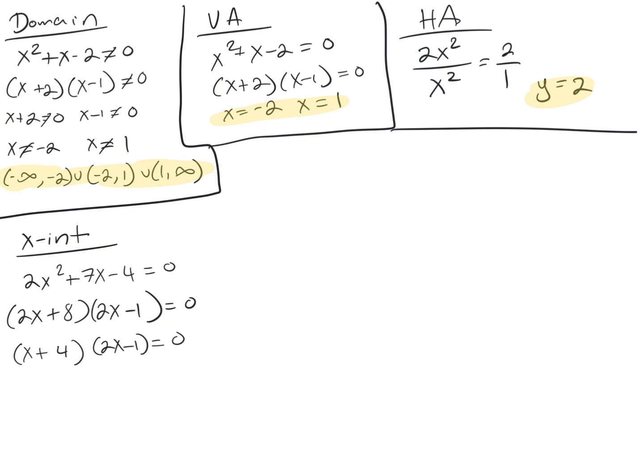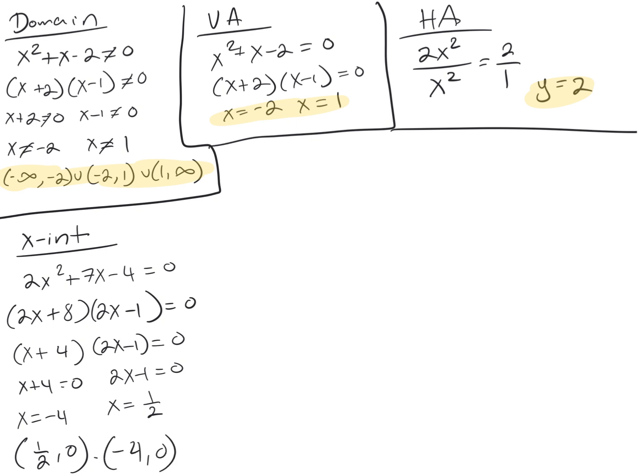I can go ahead and equal each parentheses to 0. And we get that x is equal to negative 4, and that x is equal to positive 1/2. Again, for the x and y-intercept, you want to write it in interval notation. So it's going to be 1/2 comma 0 and negative 4 comma 0 for the final answer.